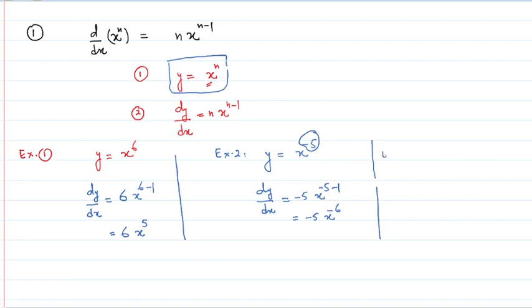Okay, now example number three. Y is equal to, suppose, x raised power 1 upon 2. This is also y is equal to x raised power n form. So you will write dy by dx will be equal to 1 by 2 x raised power 1 by 2 minus 1.